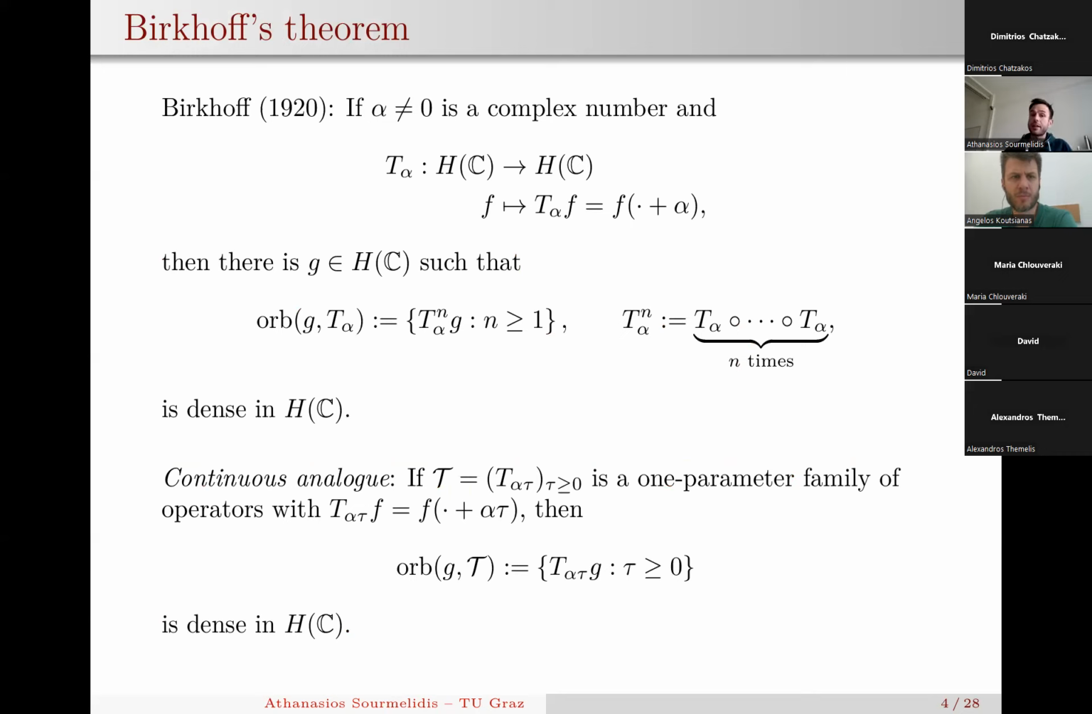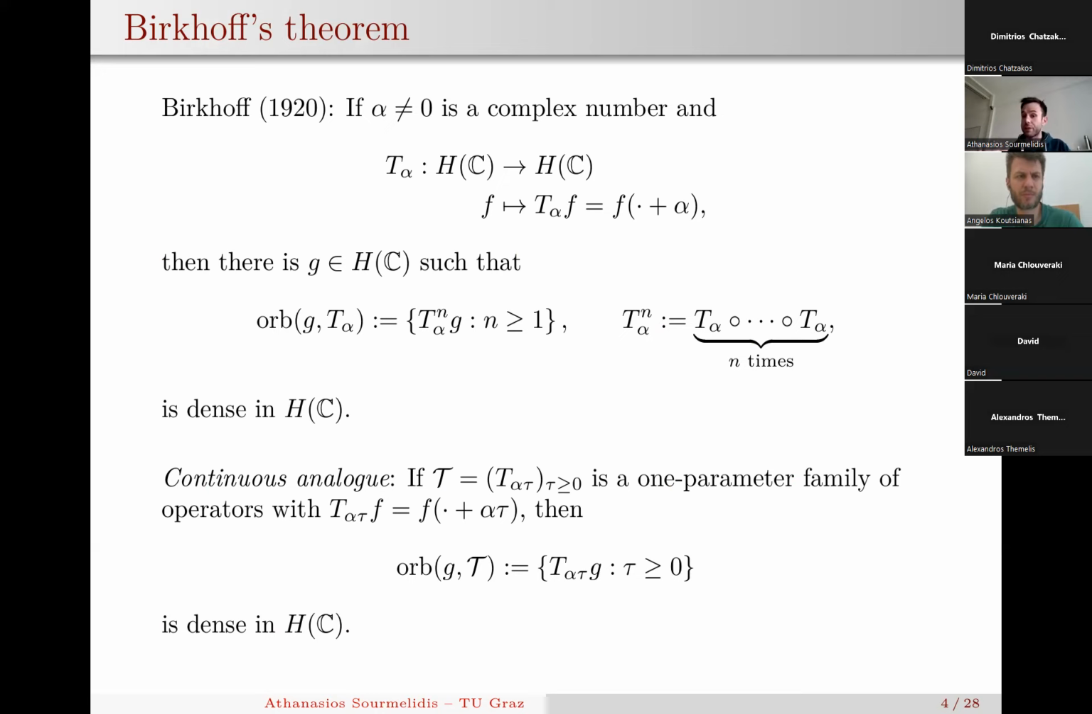So Birkhoff proved that if you take the space of entire functions, and you define the translation operator T with index alpha, which takes a function f to the same function but shifted in its argument by alpha, then there is an entire function whose orbit under the action of the operator, here T with index alpha to the n, which is just the composition of the operator n times, is a set generated by the function g in the space of entire functions, and this set is dense in the space of holomorphic functions. And this is a discrete thing because you just have integers n and then you take iterations.